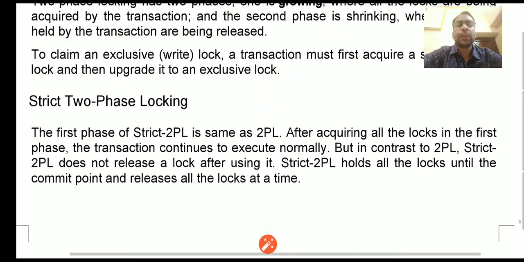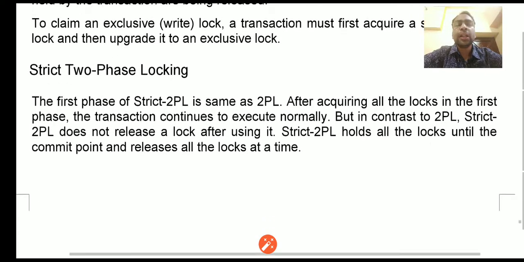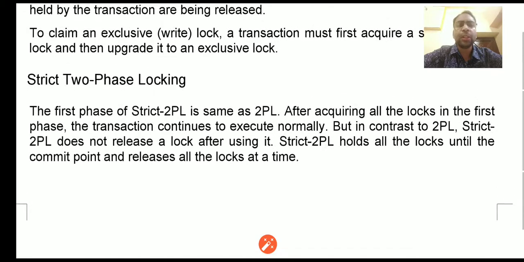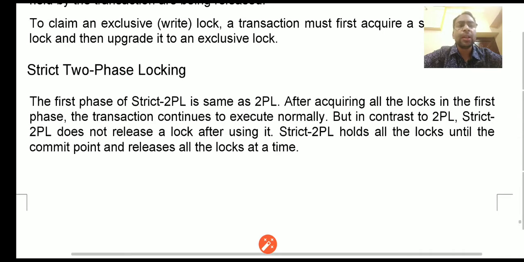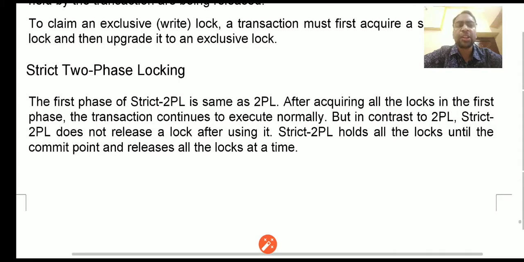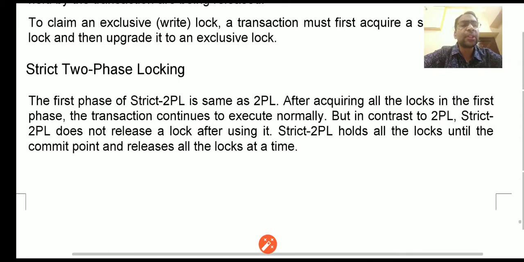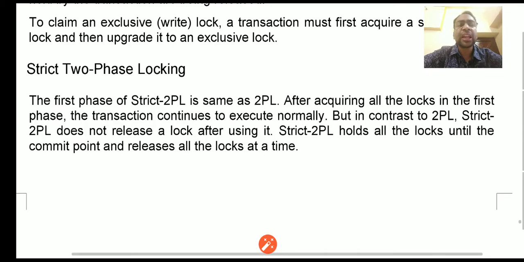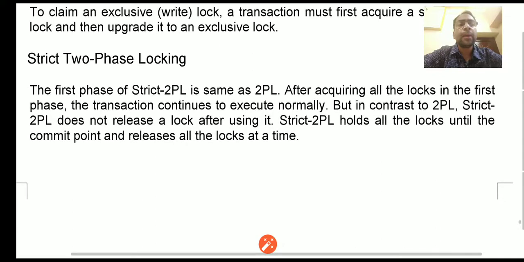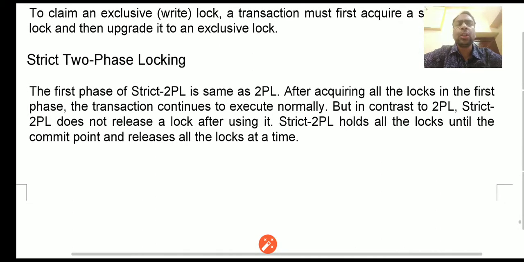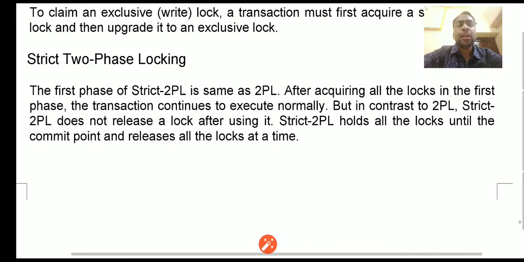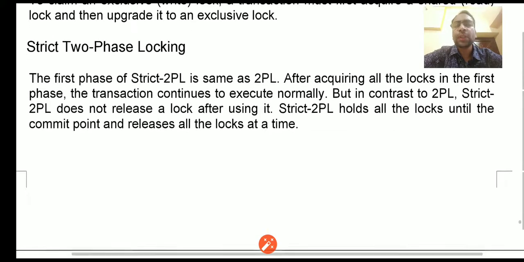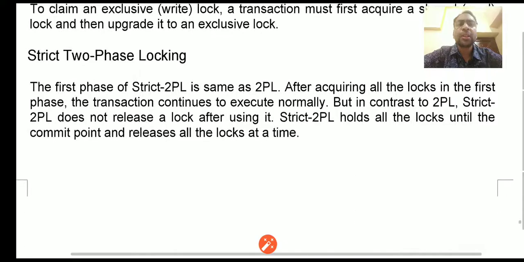The next is strict 2-phase locking. It is similar to 2PL with one difference. The first phase of strict 2PL is similar to the 2PL phase. After acquiring all the locks in the first phase, the transaction continues to execute normally, but in contrast to 2PL, it does not release any lock after using it, and it holds all the locks until all the operations are performed and the transaction reaches the commit point. And once all the operations are done, it releases all the locks at a time, all the locks together. So this is the difference between 2PL and strict 2PL.